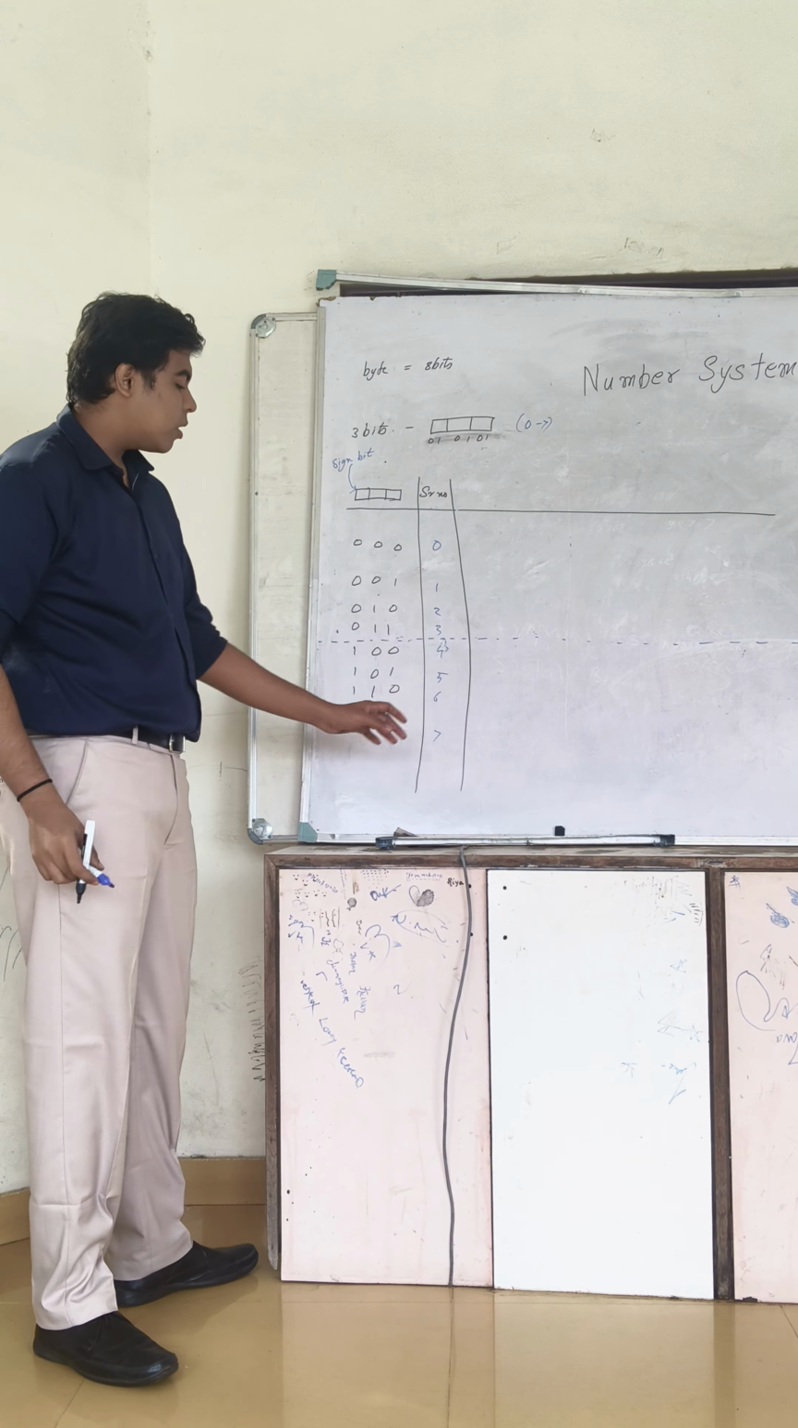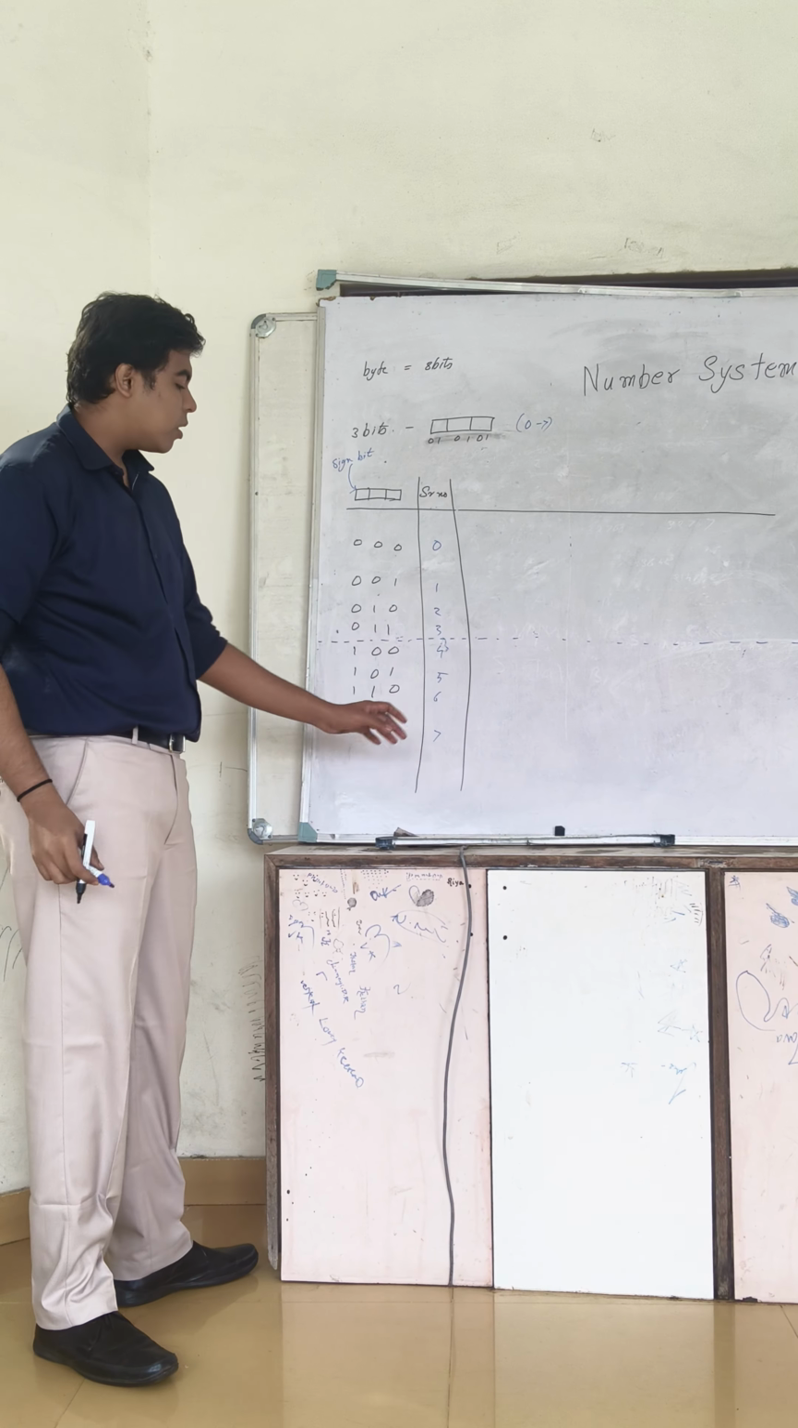Let's now assign those values. Positive will be 0, 1, 2, 3, and negative, let's start with negative 1, negative 2, negative 3, negative 4. If I try to calculate the sum of positive and negative numbers, let's say negative 3 plus positive 3, it should equal 0, correct?